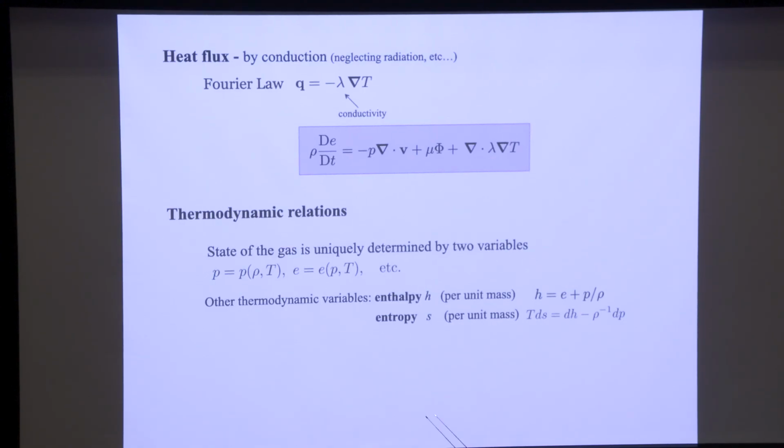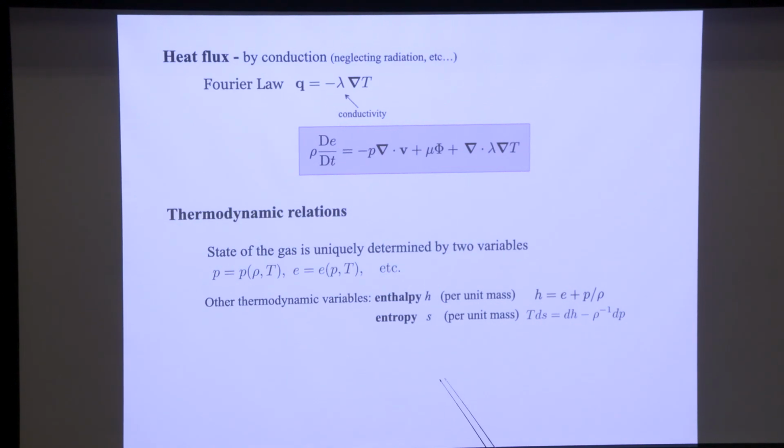And in thermodynamics, for a pure substance, it's known that every property depends on only two other properties. So for example, the state of the gas is uniquely determined by two variables. For example, the pressure depends on density and temperature. The internal energy can be written as a function of pressure and temperature. Of course, you can relate it to density and temperature, any two other variables. So we need to identify those relations in order to plug them into the equation and have a complete system.